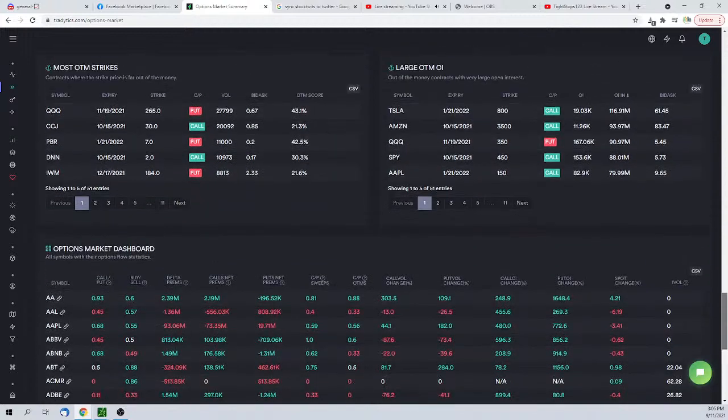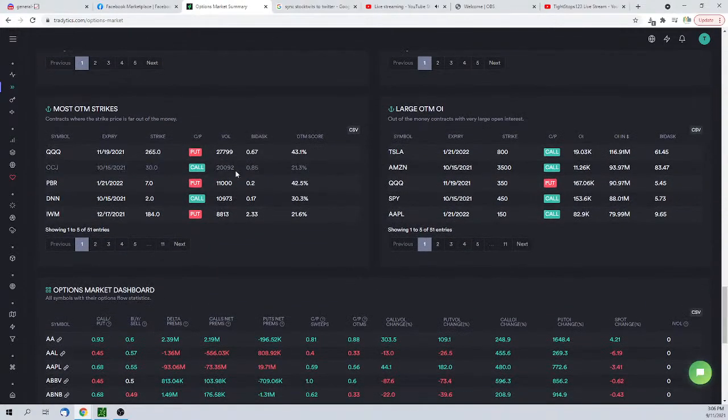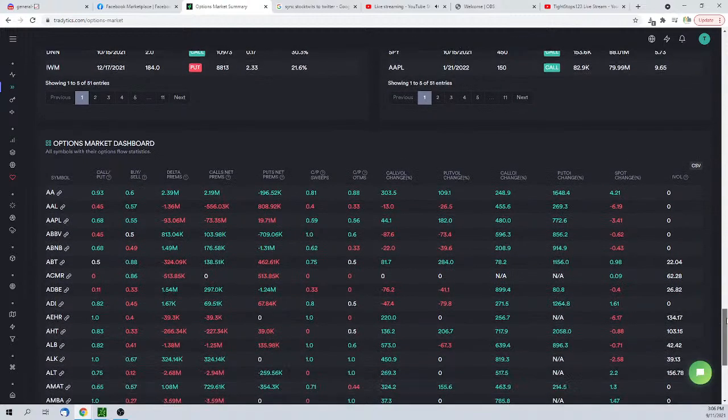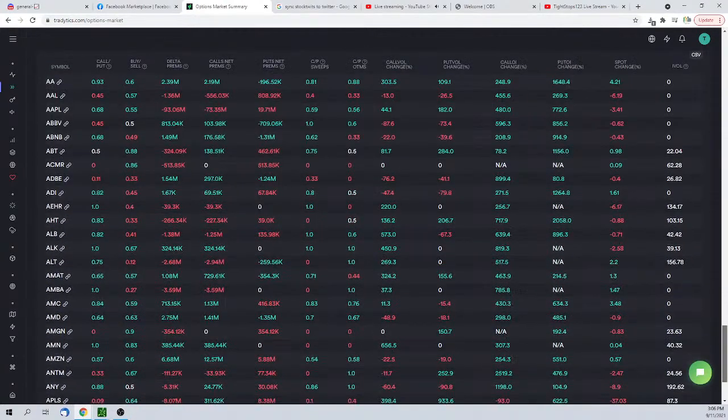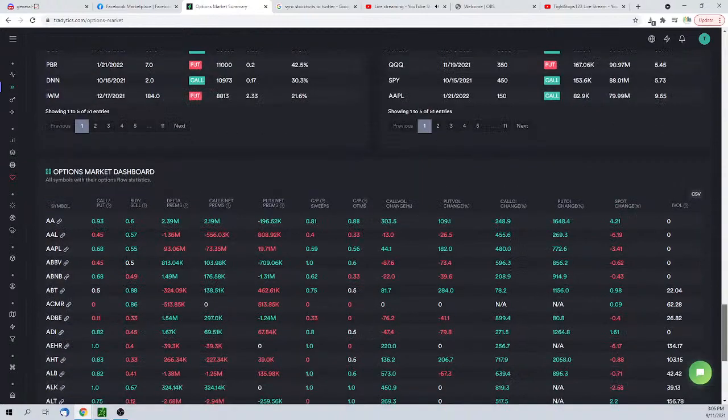Largest out of the money strikes. Probably whenever you're looking at futures, which I don't pay much attention to because they're usually hedges. You always get big volumes on IWM, Qs, and SPY. And this is open interest. Doesn't mean they bought it, but we know what open interest is. And just an overall options market dashboard with every single stock, which I'm not going to go over.